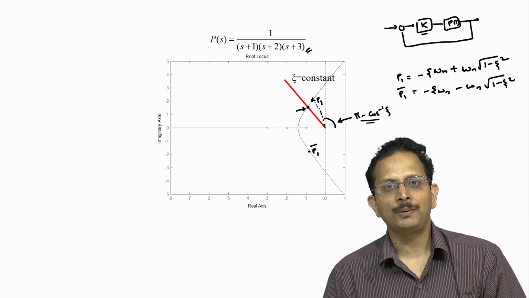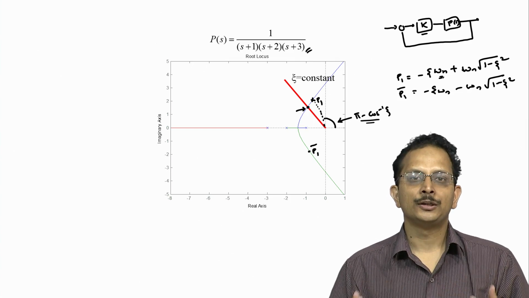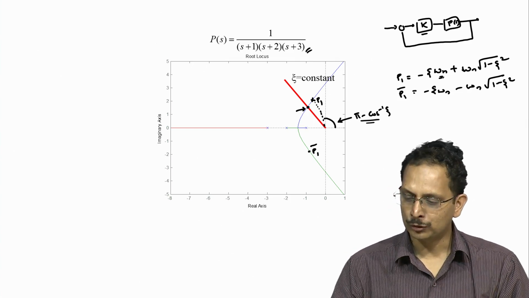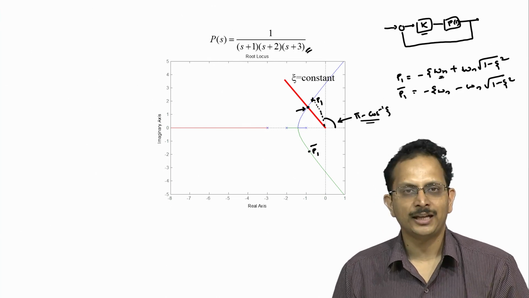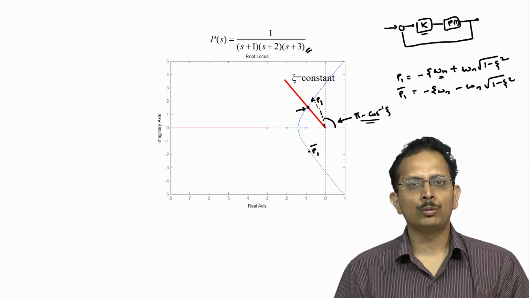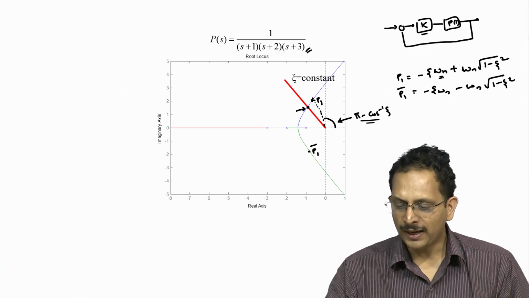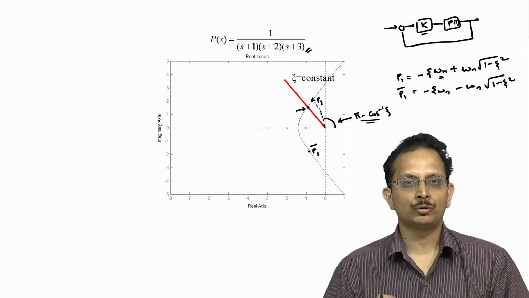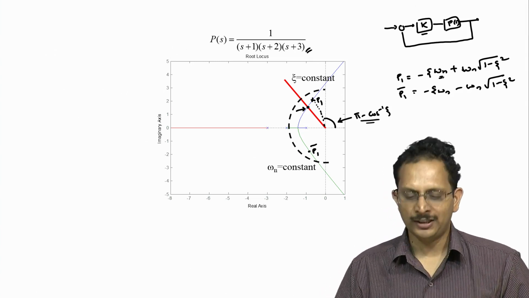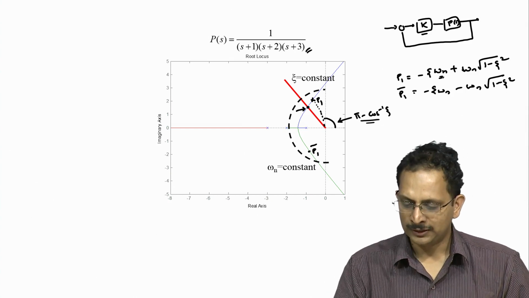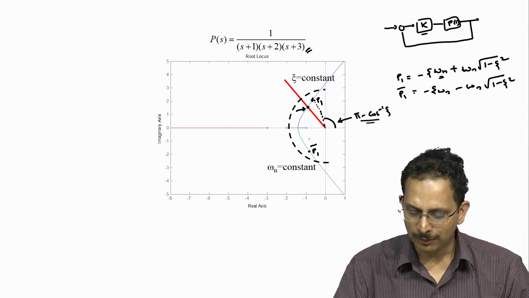A very similar application of root locus would be if you specify omega n. So you want your dominant closed loop poles to be of this form, P1 equal to minus zeta omega n plus minus omega n times square root of 1 minus zeta square, and you want it to have a certain frequency omega n. Now if omega n is specified to you, or in other words omega n is a constant, then what you would notice is that omega n equal to a constant represents a circle.